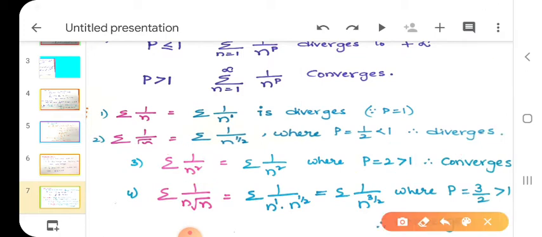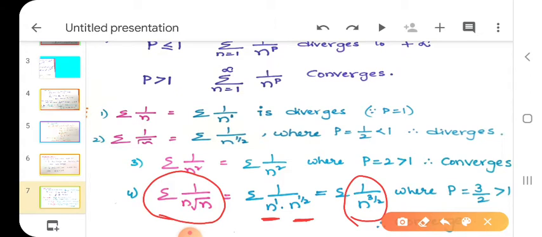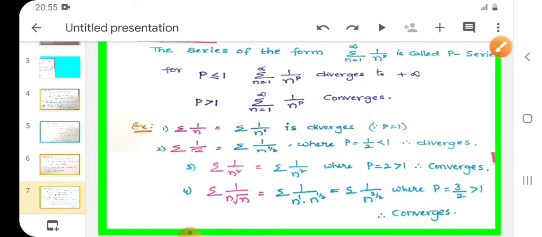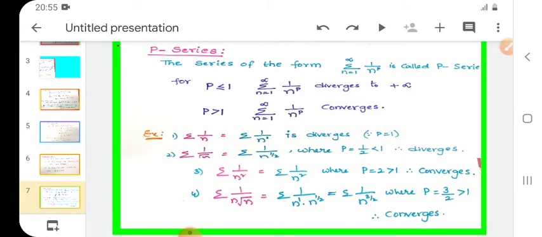Next, summation n root n. n root n means n power 1 into n power 1 by 2. Bases are the same, so the power is 1 plus 1 by 2. That means n power 3 by 2. What is the value of 3 by 2? 1.5, so greater than 1. So it also converges. We just found the p value. If the p value is less than or equal to 1, it diverges. If p is greater than 1, it converges. Simple.